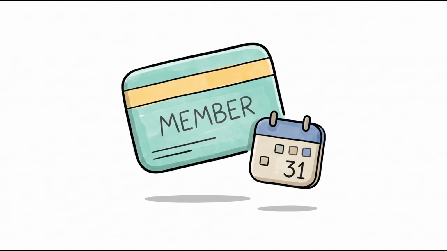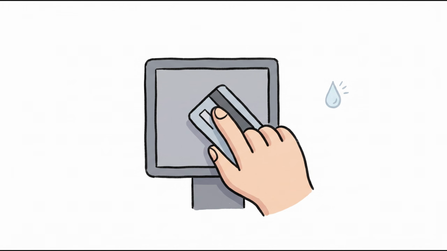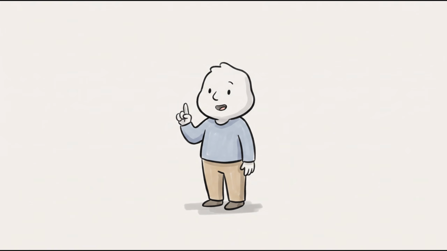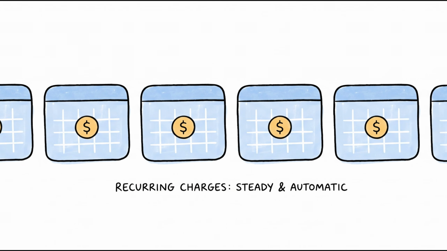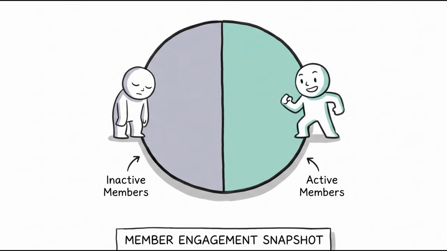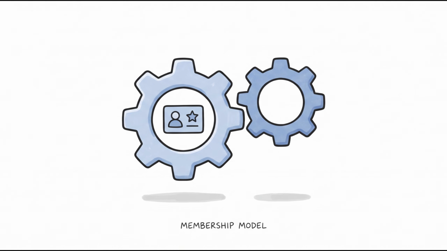What you're really being sold is a monthly membership, tapped on a screen before you even see the water. That's the real business, not the wash, the subscription. Here's why that matters. A single wash might earn a few dollars, but a membership gets charged every month whether you show up or not. Some owners report that over half their members barely use the service at all. That's not a loophole. That's the business model.